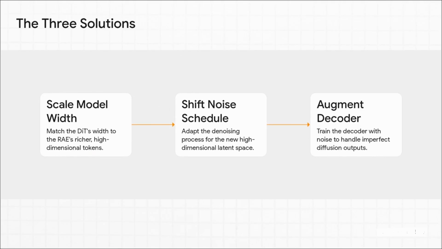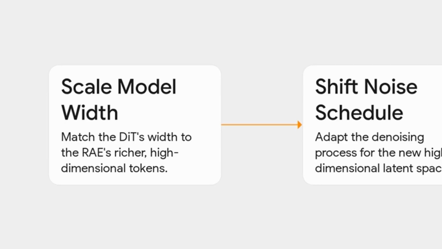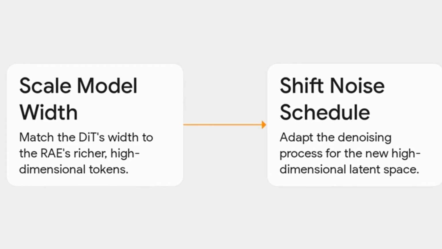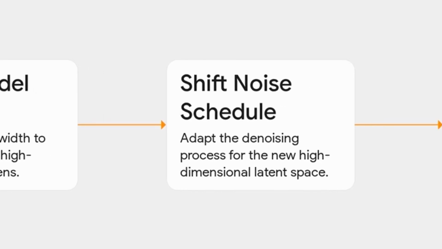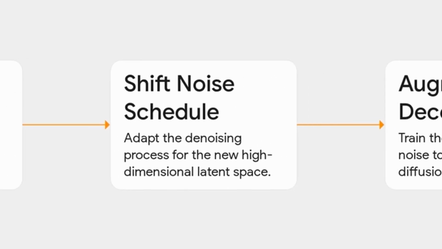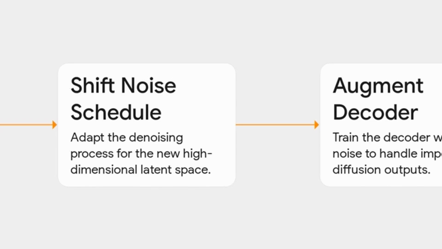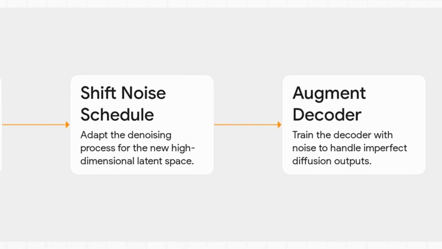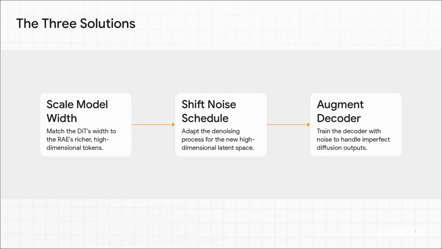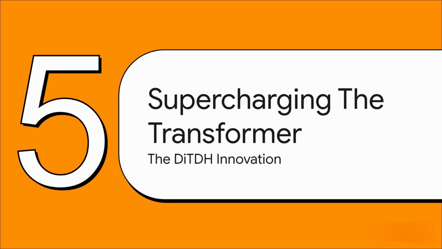First, since the RAE's code was so much richer, they had to widen the pipe of the main diffusion model to let all that information flow through. Simple enough. Second, they had to tweak the whole denoising process, which is how these models learn, to work properly with this much richer code. And finally, they basically toughened up the decoder, training it to create a perfect image even if the instructions it got from the main model weren't 100% perfect. With those core problems solved, the system was finally working.